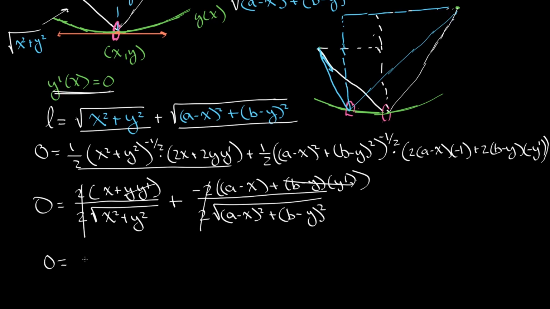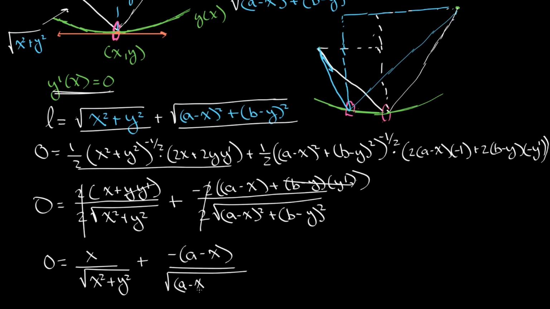0 is equal to x over the square root of x squared plus y squared. And then plus, well, we have this negative. So this is actually going to be negative 1 times a minus x over the square root of a minus x squared plus b minus y squared. Okay, so this is simplified, and we have plugged in the condition when y prime is 0. So this is what we're left with.